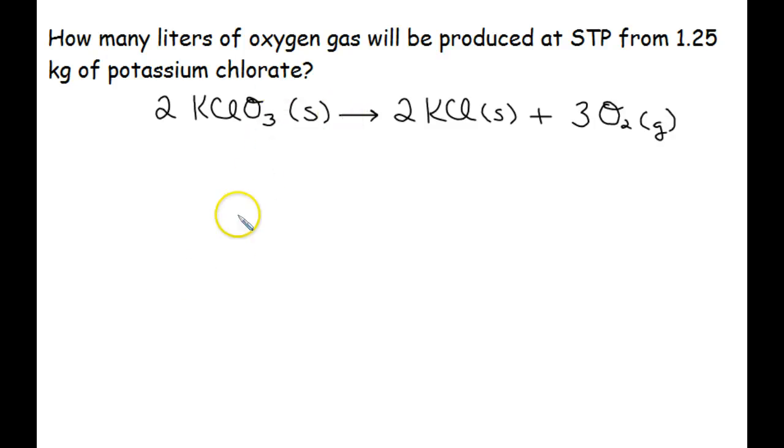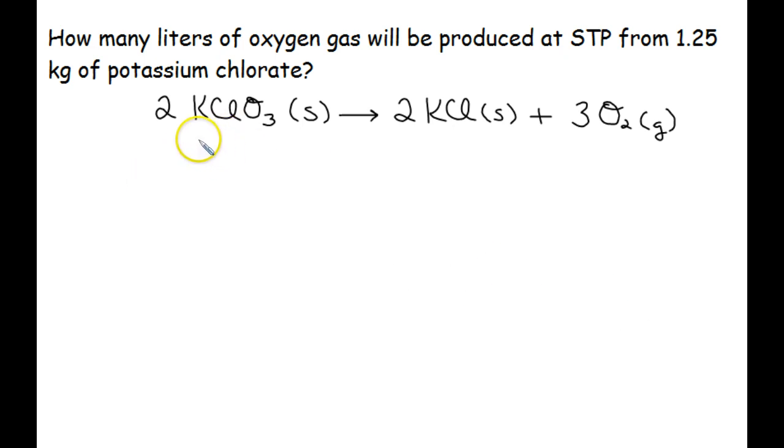Welcome to a gas stoichiometry example session with Ms. Taylor. In this problem, we are looking for the volume, or the number of liters, of oxygen gas produced at STP from 1.25 kilograms of potassium chlorate. So let's organize the information we've been given.